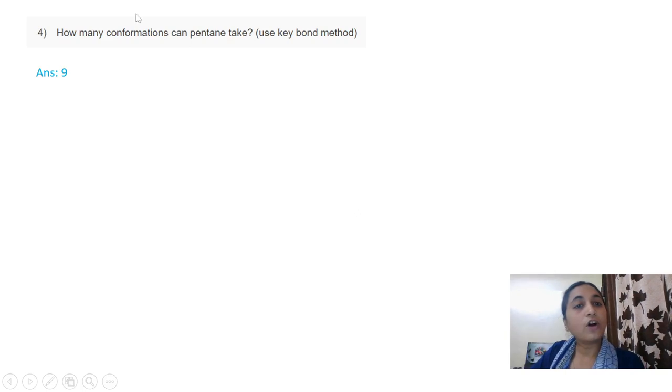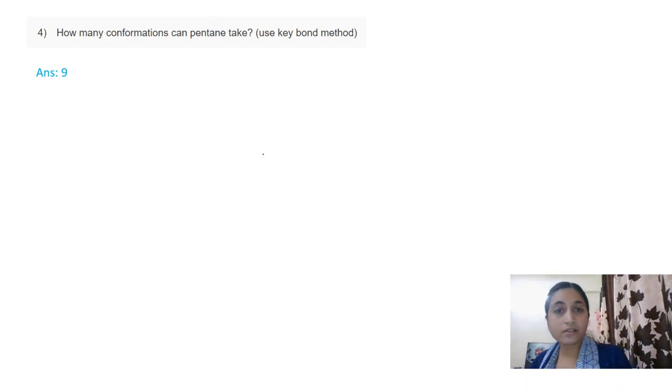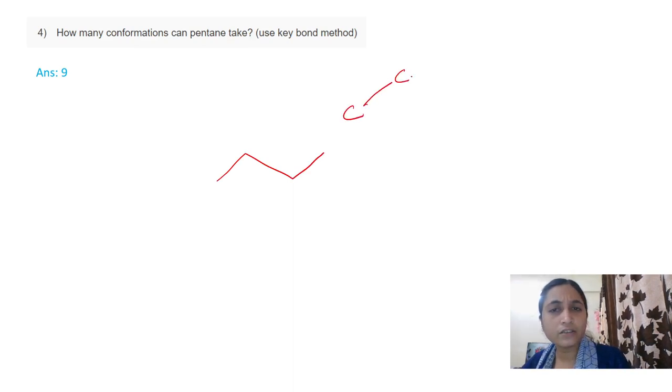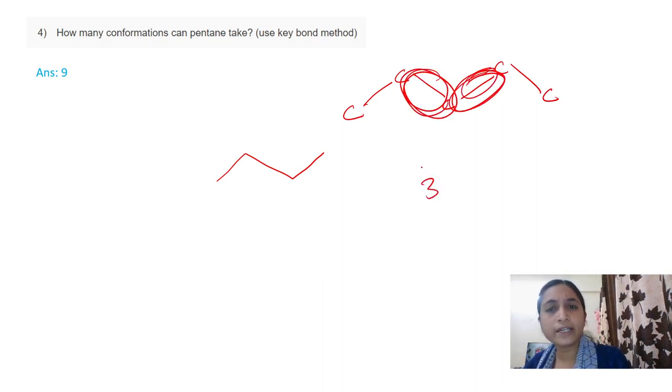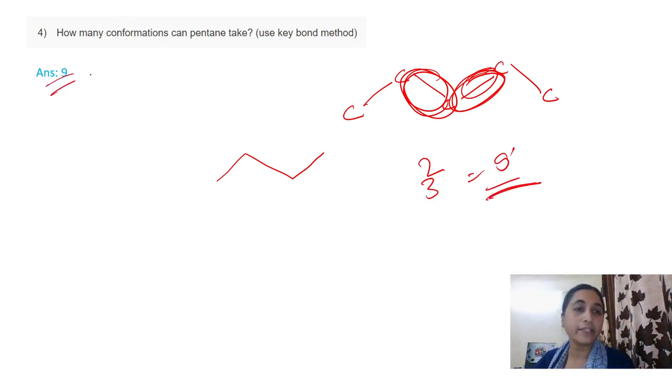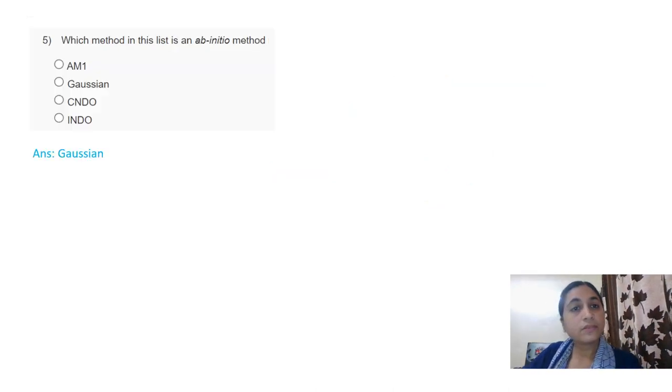In question 4, how many conformations can pentane take? In previous classes also I have shown, see, this is the key bond here, these two. So we will take 3 cube, and this will be 3 square, and this will be 9. So the answer will be 9 here. And in this question, which method in this list is an ab initio method? So the answer will be Gaussian. These all are not ab initio methods; these are all semi-empirical methods or something.